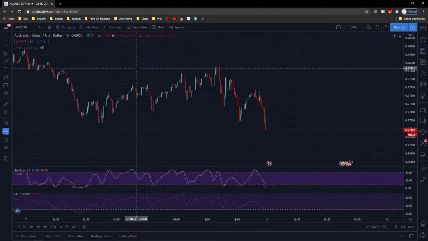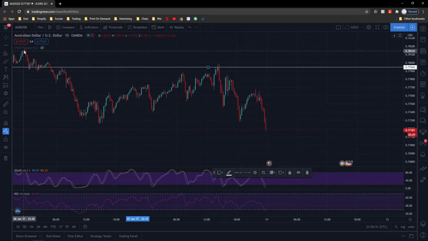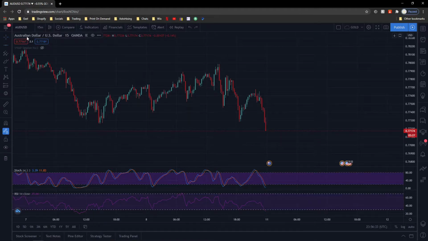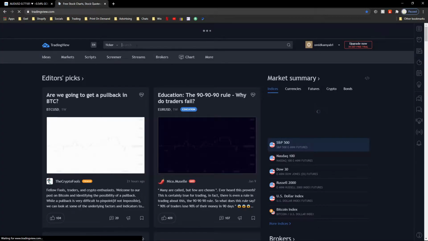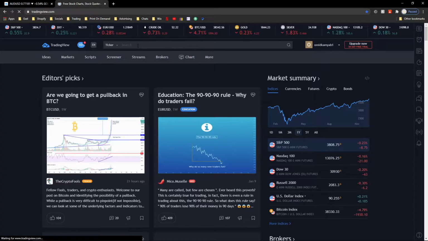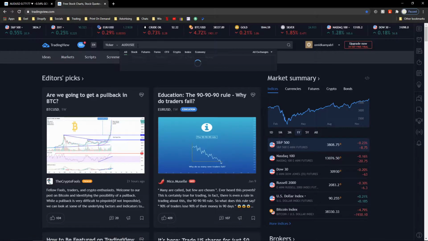Alright guys, so for this example, I want to be using AUD to USD, and obviously I'm going to be using TradingView to read my charts. If you guys don't know how to use TradingView, literally just open a new tab, write in tradingview.com, and then pick your pair that you want to trade, like just search it right here. Let's say for example you want to trade, well, I'm trading AUD to USD, just click that.